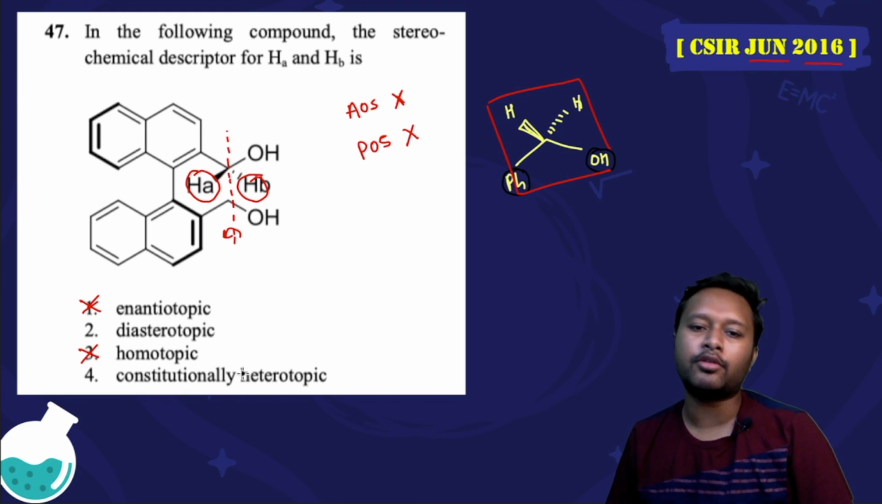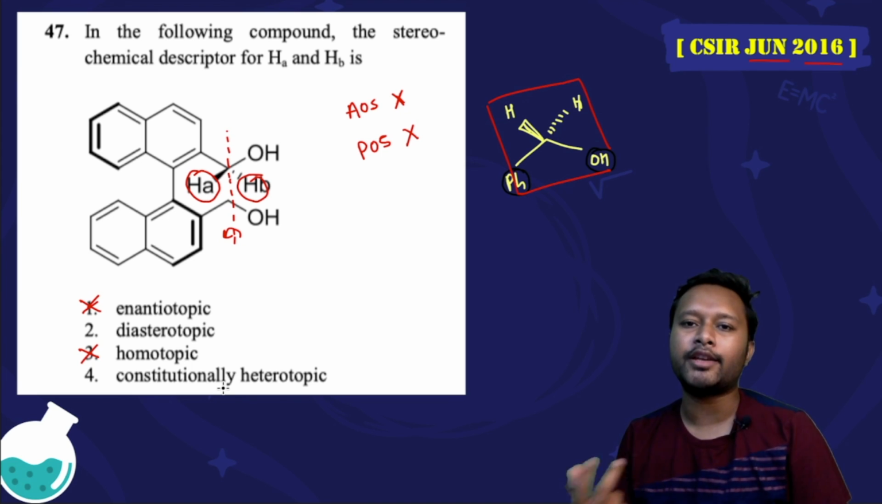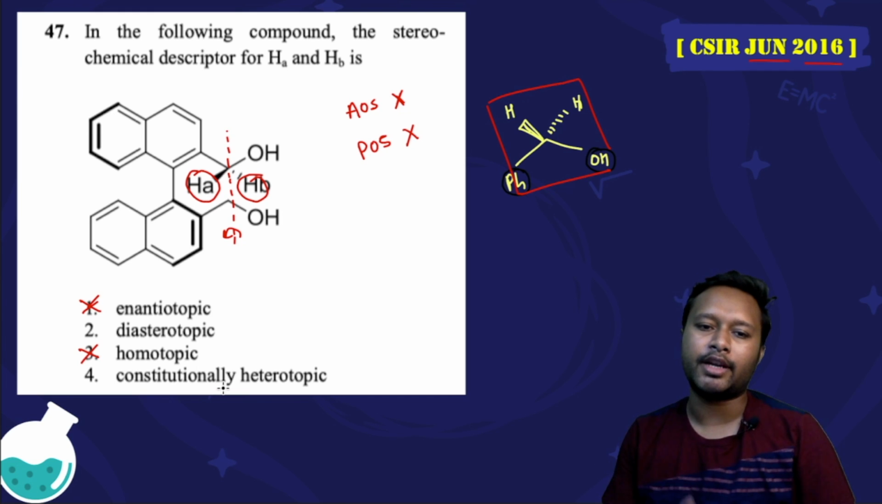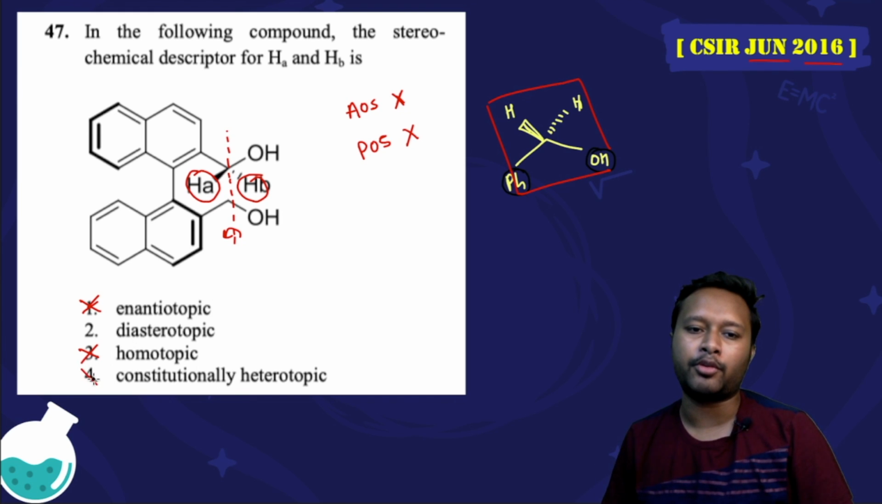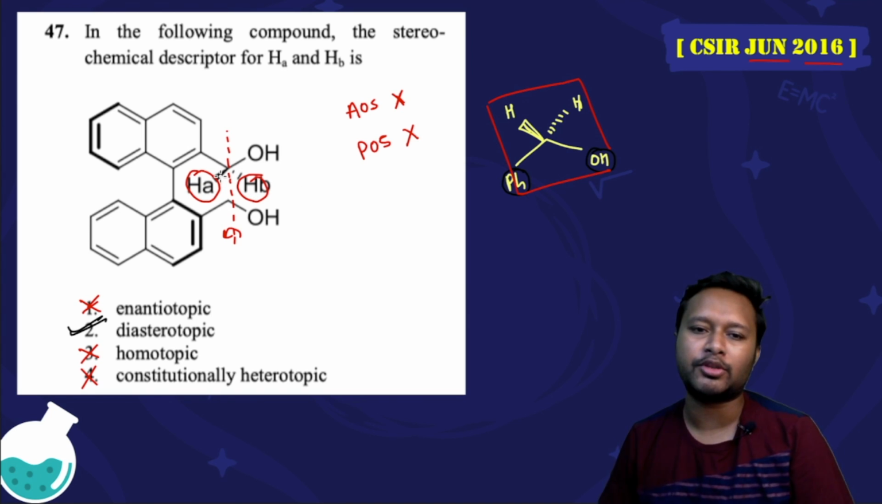The third thing is constitutionally heterotopic. Are these molecules constitutionally heterotopic? Are these constitutional isomers of each other? No, they are not constitutional isomers of each other. So the constitutionally heterotopic option is also not followed here. You have to go with diastereotopic. So these two hydrogens are diastereotopic with respect to each other. Alright, so that's how we have to approach it.